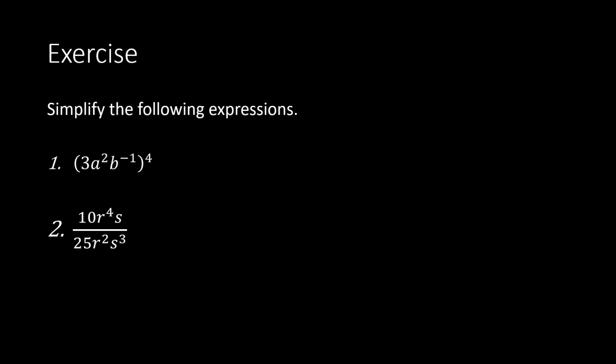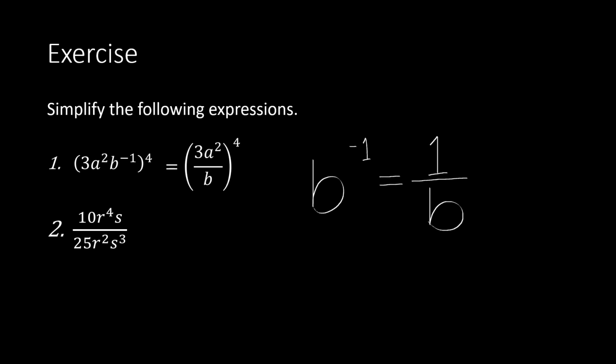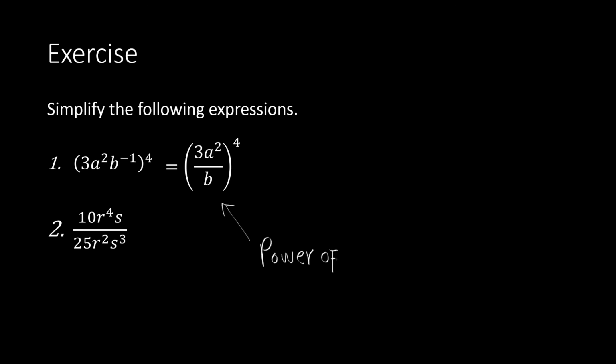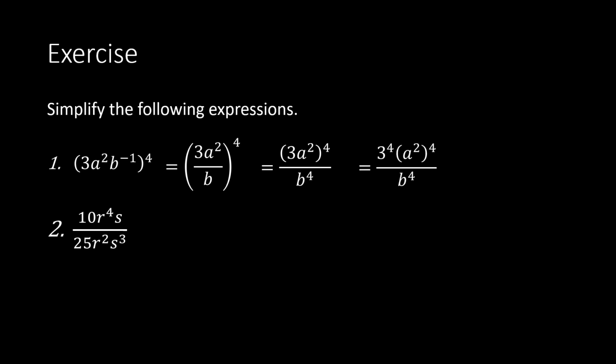Number 1, the quantity 3a squared b raised to negative 1 raised to 4. Note, b raised to negative 1 is 1 over b, so this can be written as the quantity 3a squared all over b raised to the 4th power. This is a power of a quotient, so this can be further written as the quantity 3a squared raised to 4 all over b to the 4th power, which is equal to 3 to the 4th power times a squared raised to the 4th power all over b to the 4th power. And the final answer is 81 a raised to 8 all over b to the 4th power.